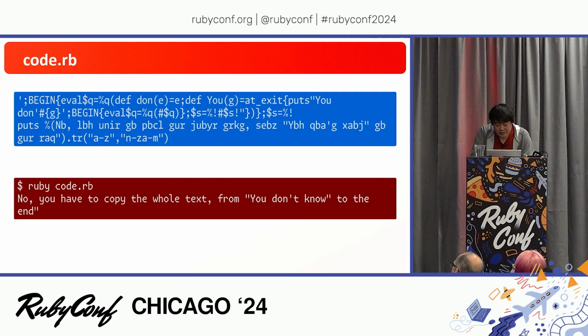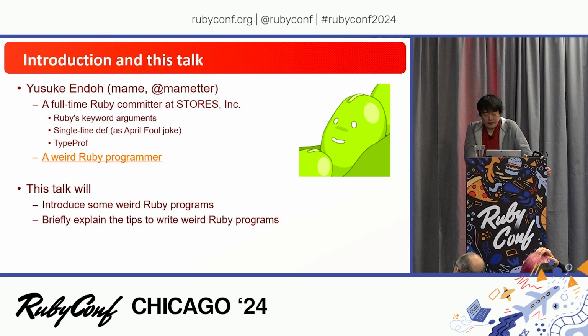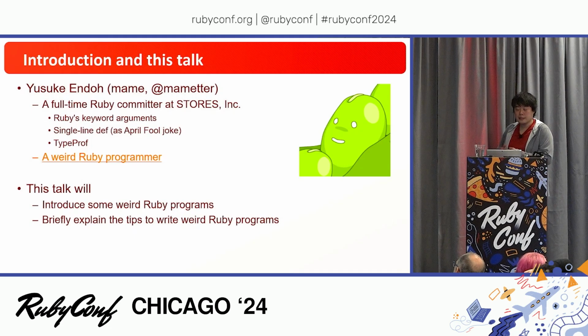So skip this. Let me briefly introduce myself here. I'm Yusuke Endoh. I'm a full-time Ruby committer working at Stores Inc., as well as the previous speakers, Imaizumi-san, Marie Imaizumi, and Koichi Sasada. Stores is a Japanese company providing software as a service to support small and medium-sized stores. I thought my biggest contribution to Ruby was the design and implementation of keyword arguments. I also proposed single line method definition as an April Fool joke. And Matz picked this single line def in his day one keynote, so this feature might be more important than keyword arguments.